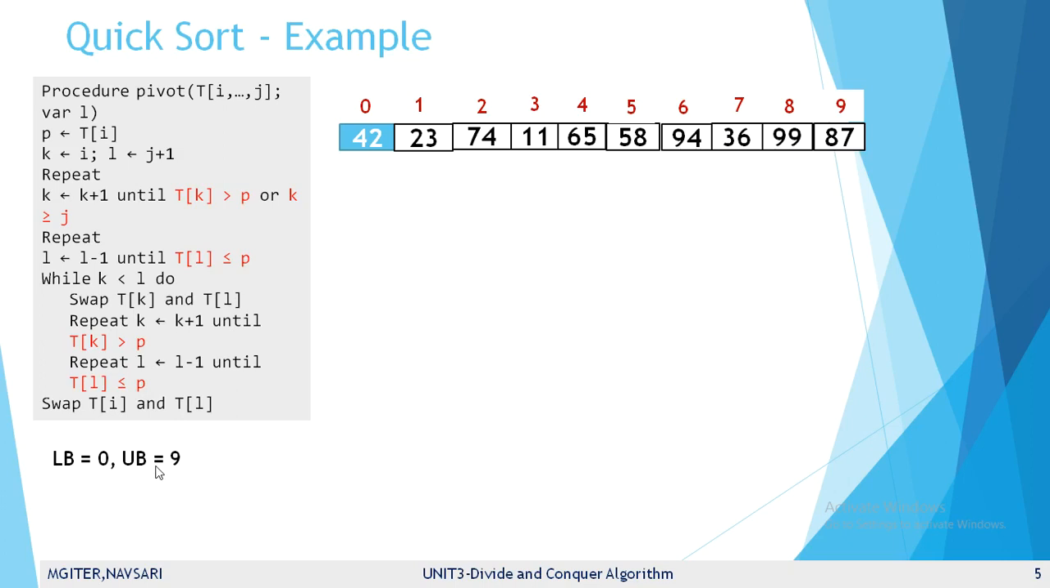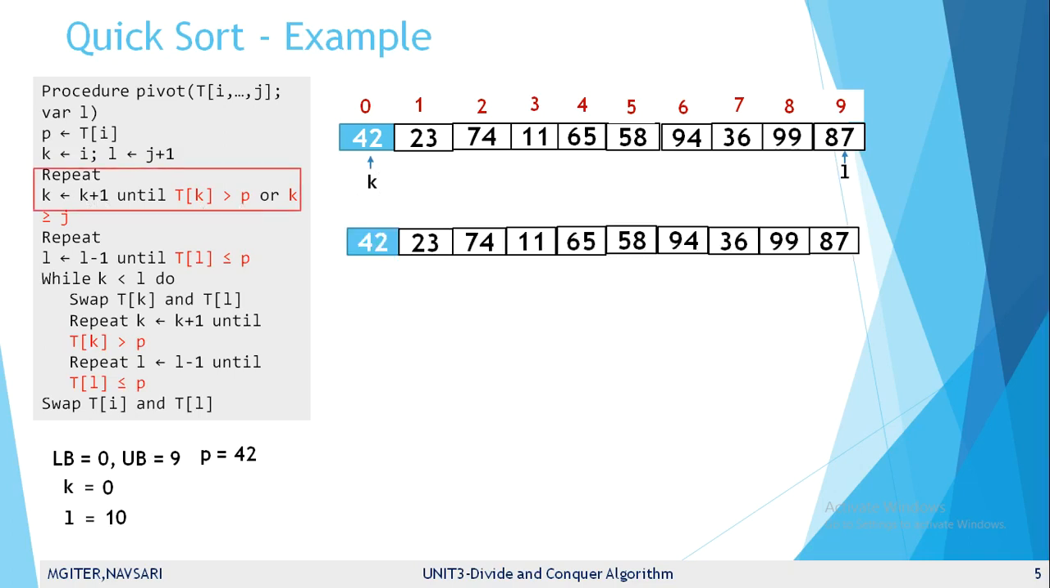Now we start with the first index. Here the lower bound is 0 and the upper bound is 9 and the pivot element is 42. K index is 0 and L index is 10. Now we increment K by 1 until we find an element which is greater than P. So K is at index 1. The value at index 1 is 23. Now 23 is less than 42, so again we increment K. At index 2 the value is 74. Is 74 greater than 42? Yes. Now we stop incrementing.